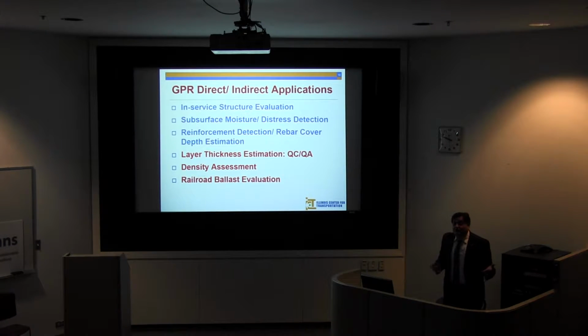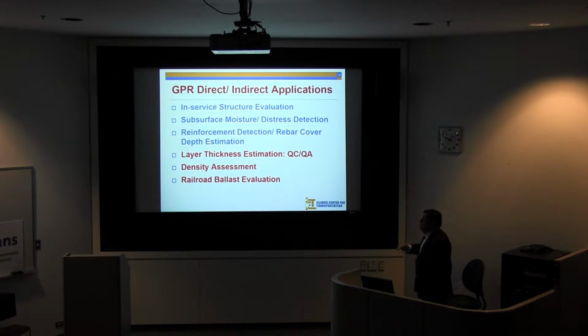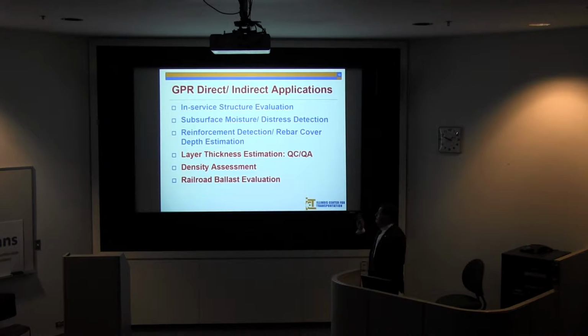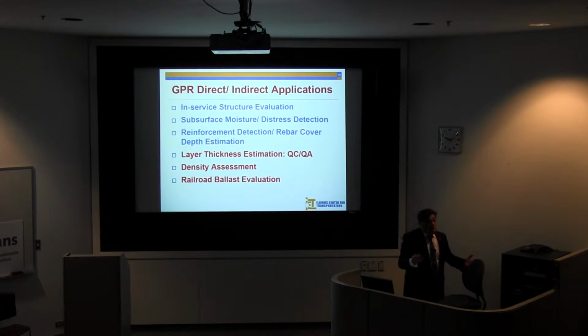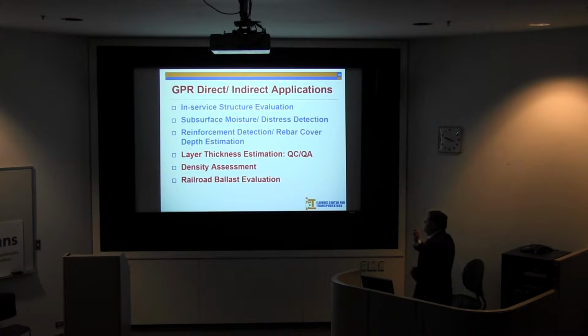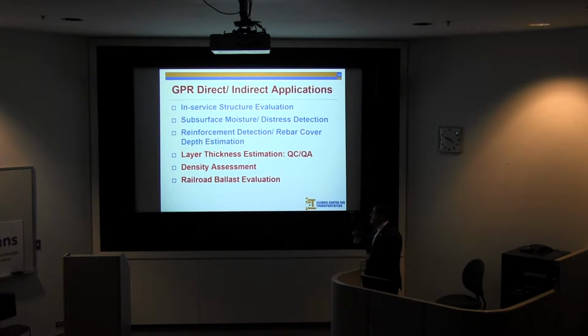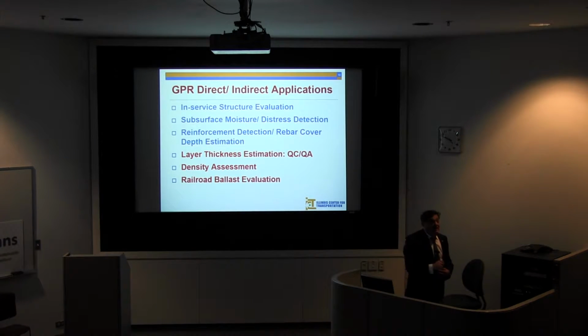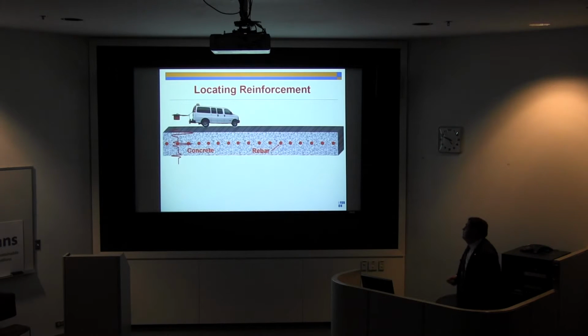Moisture, I said, is very lossy. I can detect that very easily. Reinforcement is a complete reflector. I can see that very easily too. But I want to use it now for some applications like layer thickness estimation, quality control, quality assurance. I want to use it for measuring density of asphalt, and I'm going to come to this. This is important. If we have time, I kept some slides at the end to talk about some work that we have been doing for the railroad evaluation.